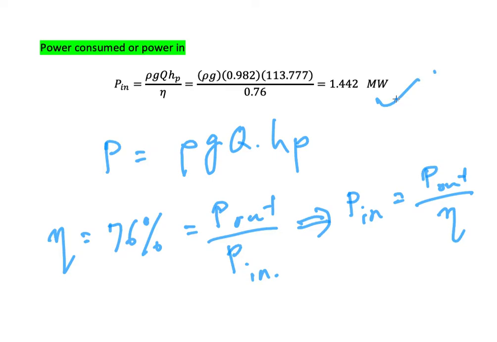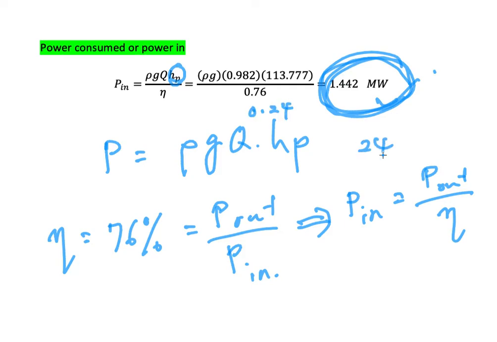So that means we need to supply 1.442 megawatts, because not all the power here can be converted into the head of pump here. We need to spend 0.24, or 24%, from this amount to overcome the resistance, because only 76% of this amount of energy will be converted into the power that is used to lift the water.